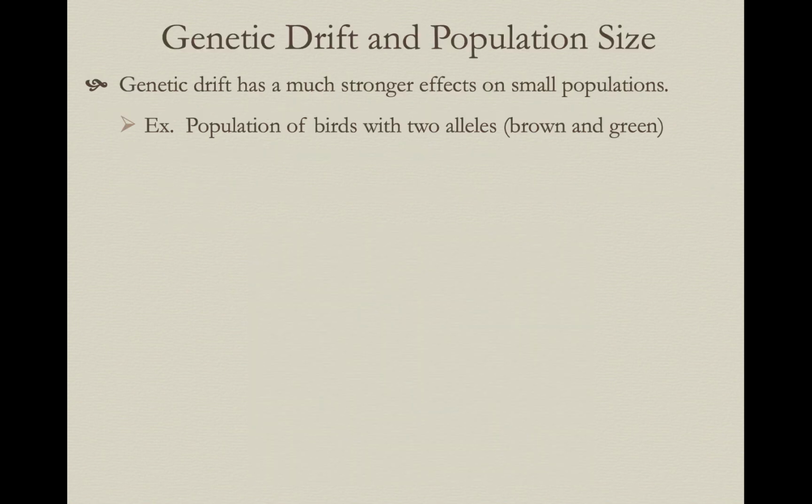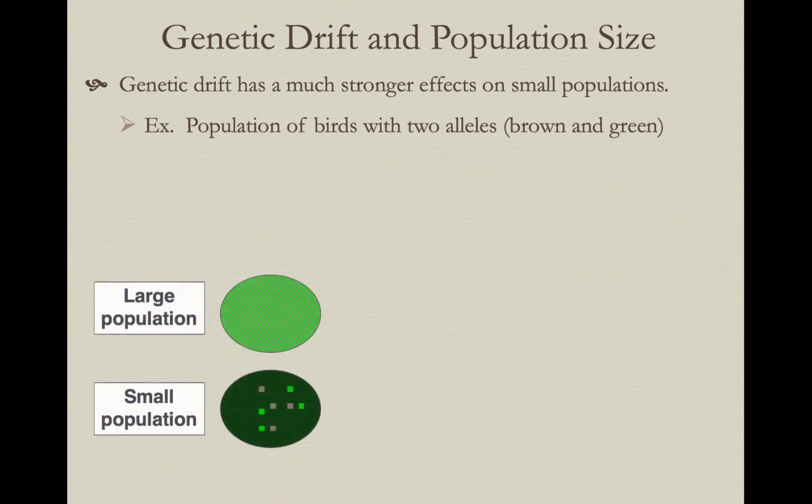All right, so genetic drift, remember, has a much stronger effect on small populations. So let's just give a made-up example of this. Let's say we have a population of birds with 2 alleles for maybe some patch on the wing, brown and green. Let's say we start off with two populations, one large population, one small population, and that say 50% of them die in both cases. Well, what's going to be the effect of this?